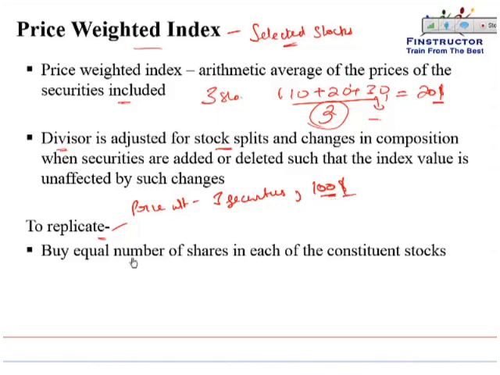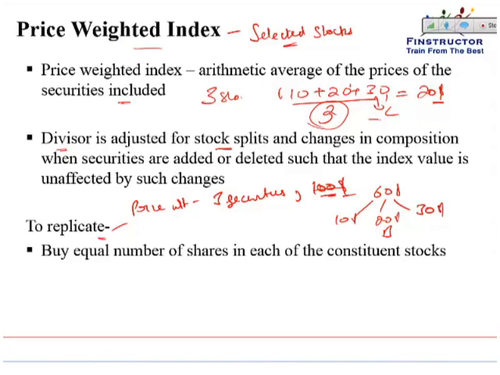We should buy an equal number of shares in each of the constituent stocks. So if we had $100, or let's assume we had $60, for example, then in our previous example, we should put $30 in stock C, $20 in stock B, and $10 in stock A. That is, we should buy 1 share of each stock.